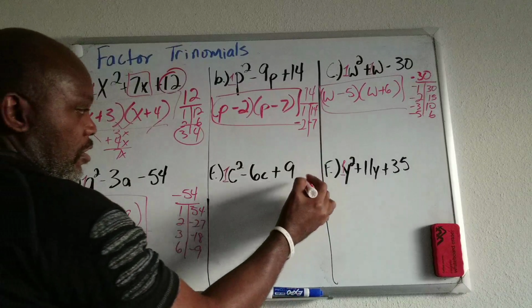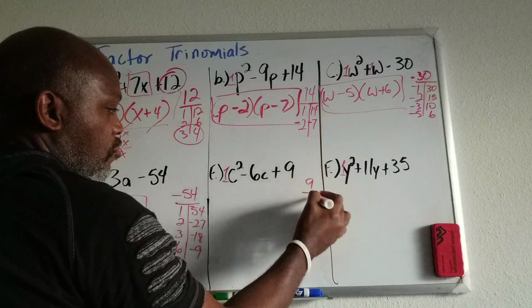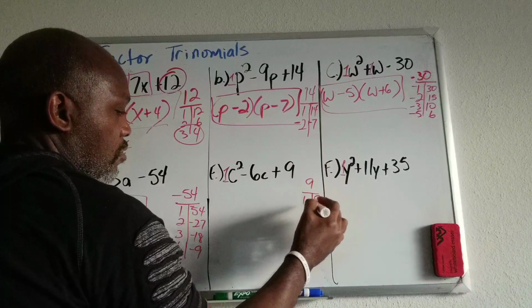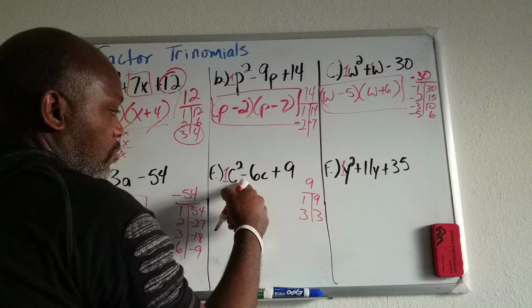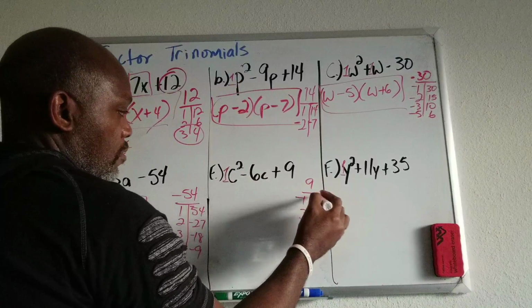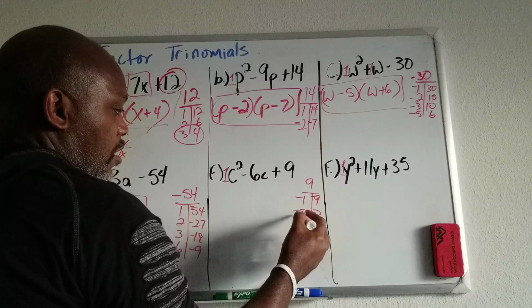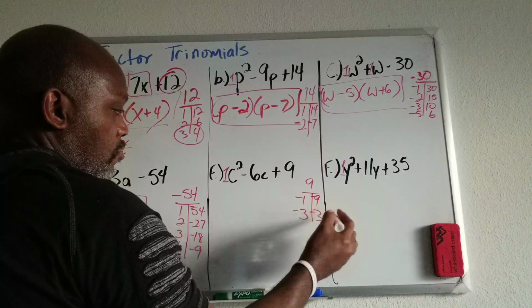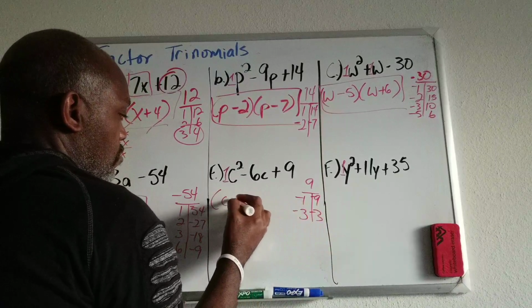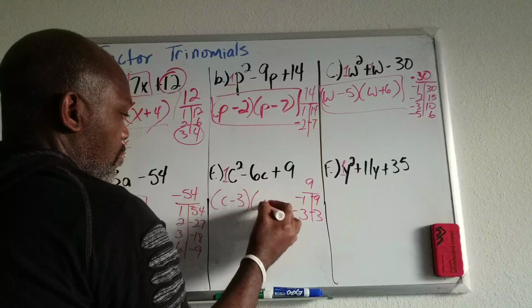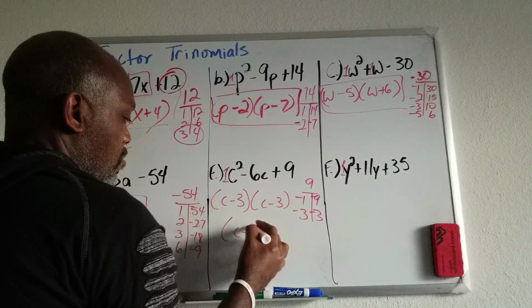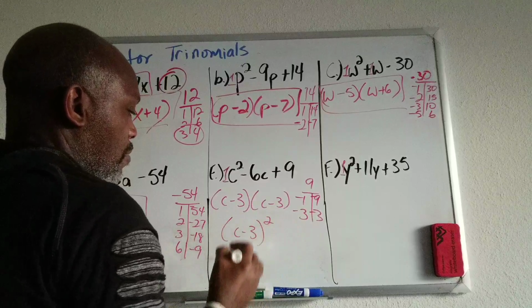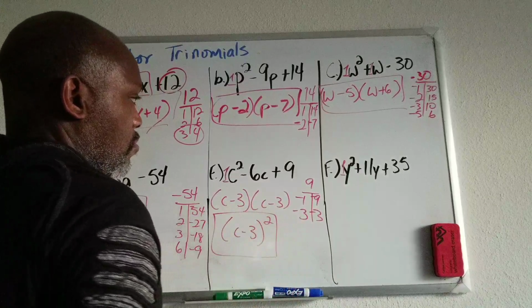Once again, look at the last term, writing down the factors. It's a positive, but the middle number is a negative, so you have to have 2 negatives. Negative 3 minus 3 is negative 6. So you get C minus 3 times C minus 3. Since they're the same, you can just write C minus 3 to the second power. That's your answer.